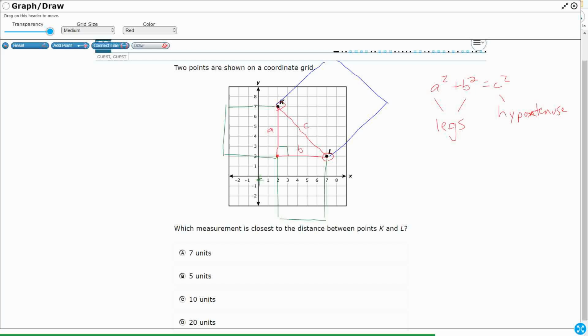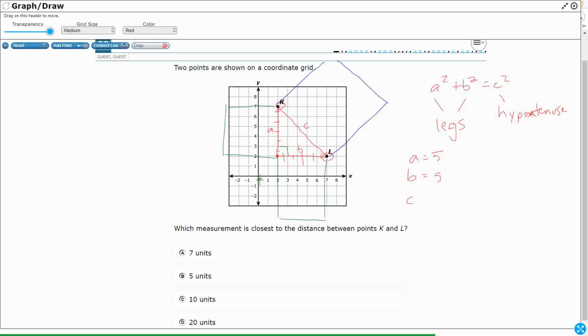And so we can actually find the distance of these. Since we're dealing with units, let's just look at units. Okay, so A is going to be 1, 2, 3, 4, 5. So I'm going to say A equals 5. B is 1, 2, 3, 4, 5. All right, also 5. B equals 5.